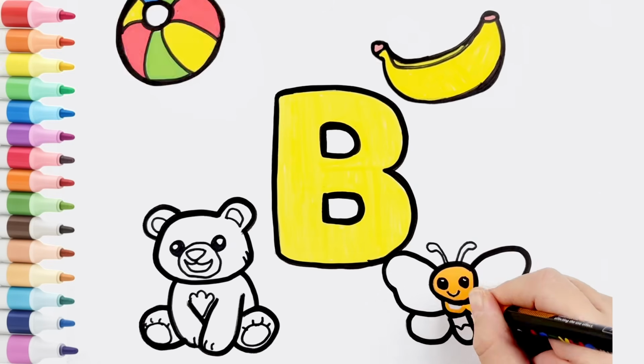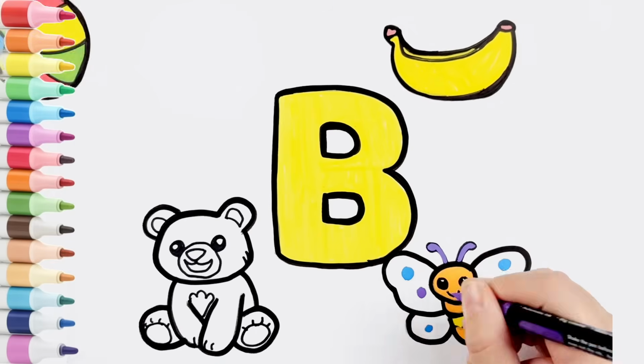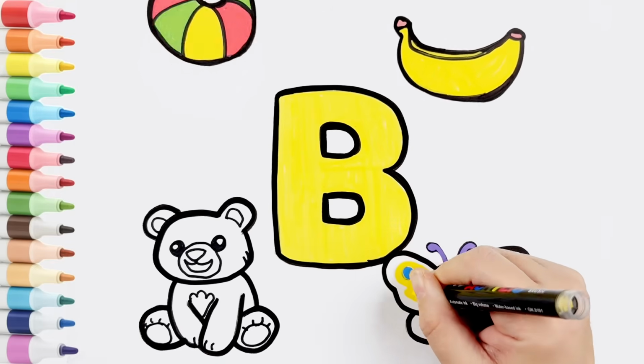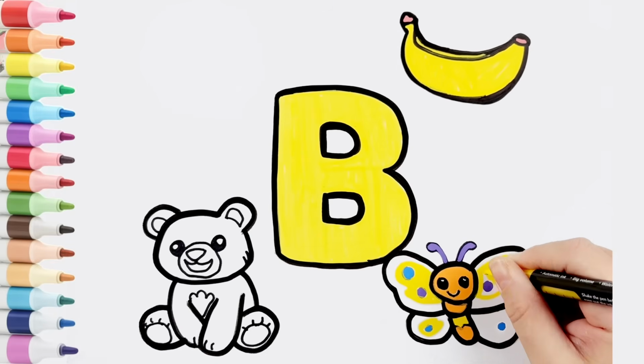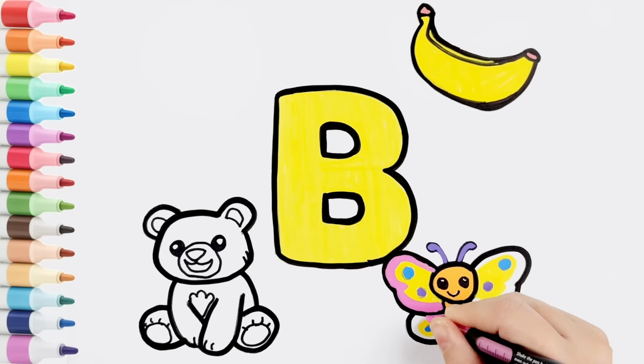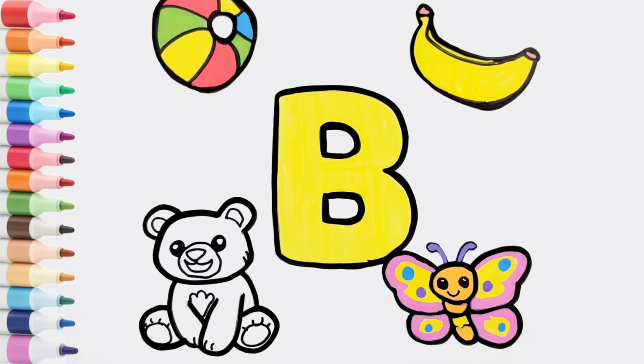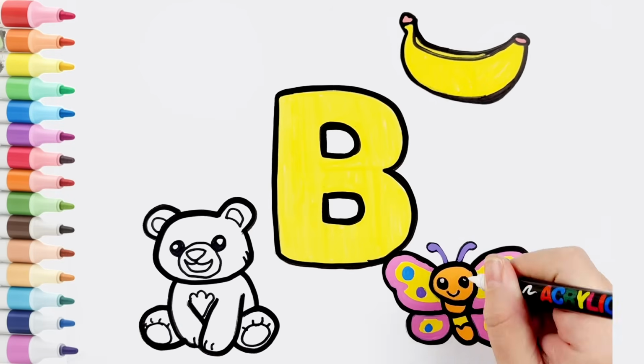B is for butterfly, ba, ba, butterfly. Butterfly starts with letter B, say butterfly with me. Ooh, say it with me. Butterfly is colorful, so many colors.